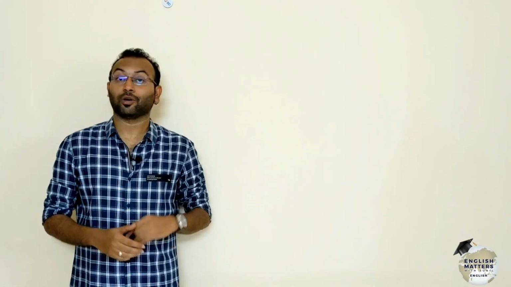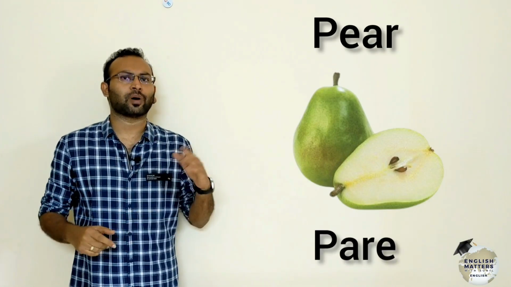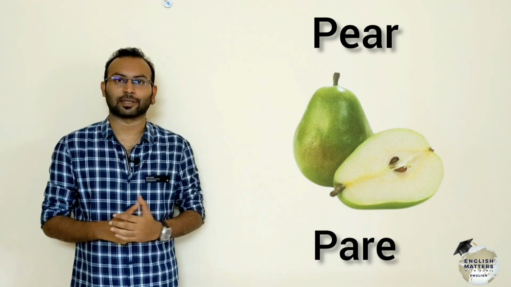Now, let's talk about the next fruit, which is pear. A lot of people read it as "peer", but it's not "peer", it is "pair". Learn the right pronunciation of this by looking at the pronunciation spelling.